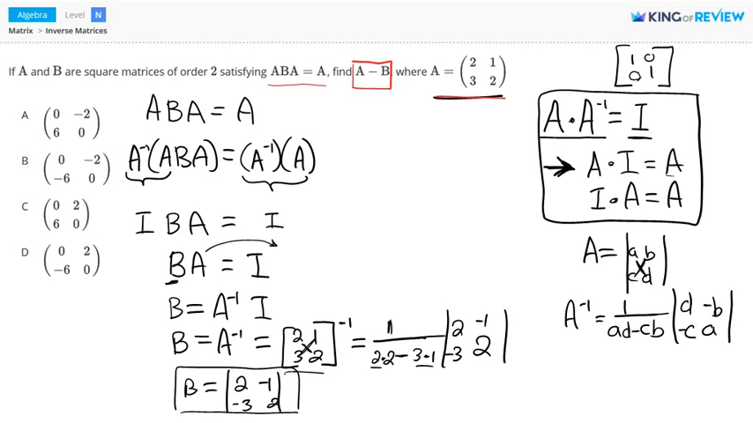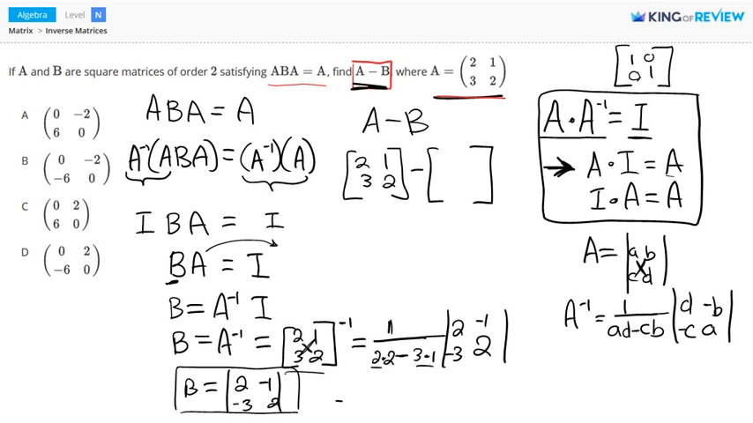So now if we have A minus B, that's what we're asked to find, we know what matrix A is. So that is 2, 1, 3, and 2. That was given. And then we're subtracting matrix B, and we solved for that down here, and that's positive 2, negative 1, negative 3, and 2.